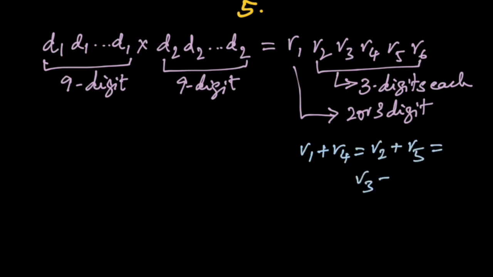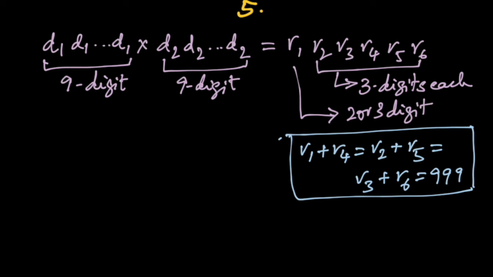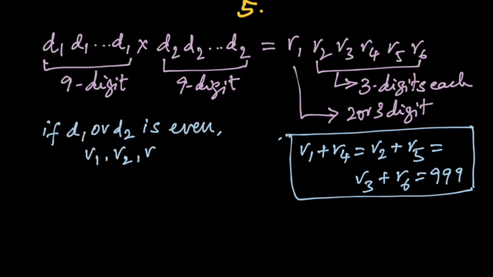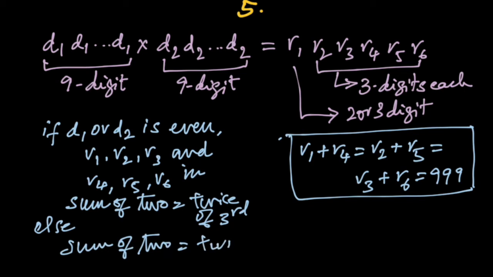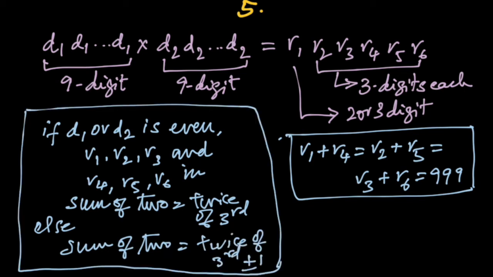The first property is R1 plus R4, R2 plus R5, and R3 plus R6 equal 999. The second property is that if either of the numbers is even, then R1, R2, R3 and R4, R5, R6 are in average relationship, where the sum of two numbers equals twice the third number. And if both the numbers are odd, then in R1, R2, R3 and in R4, R5, R6, two parts will be the same and the third part will be either one more or one less.